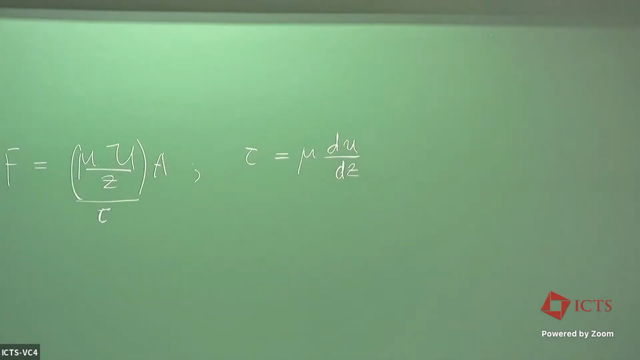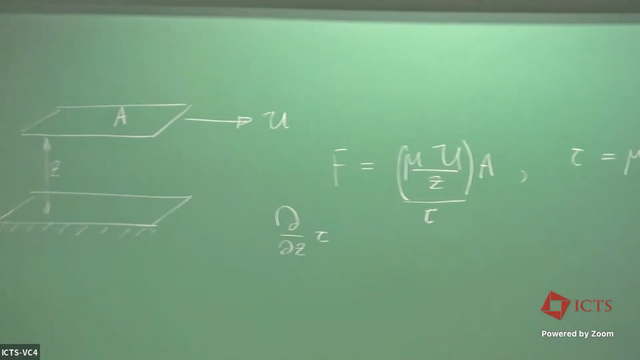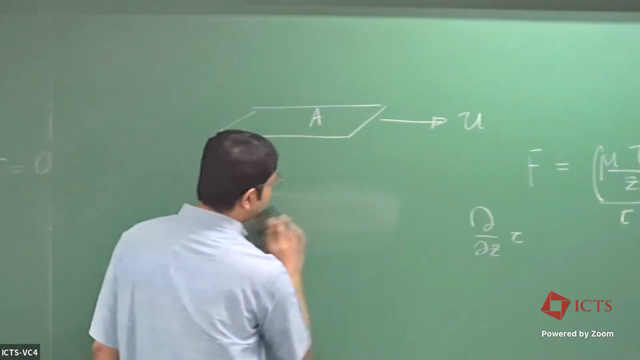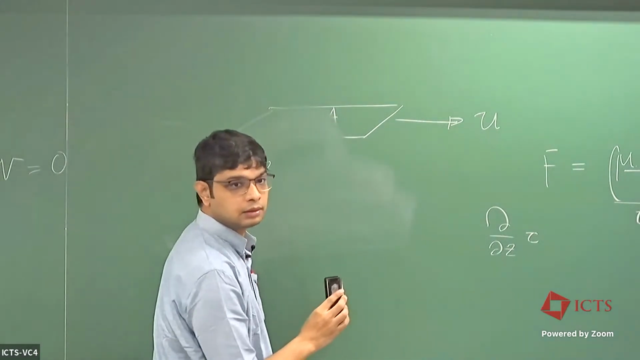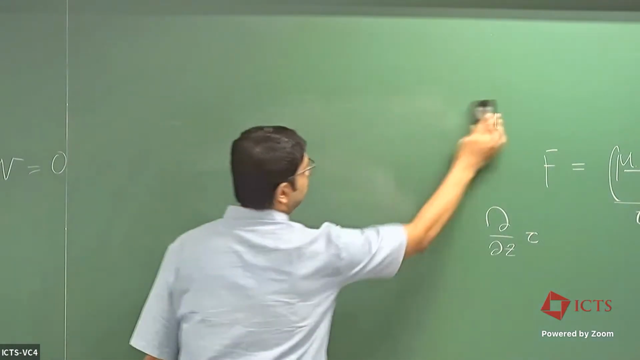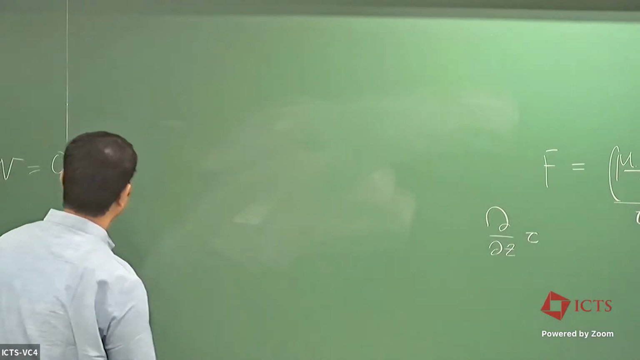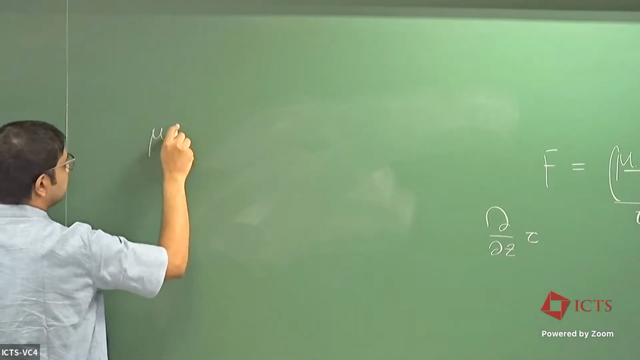So can you tell me what is the unit of viscosity? What is the dimension or units, anything? Okay, so let's maybe write down the dimension. What is viscosity?